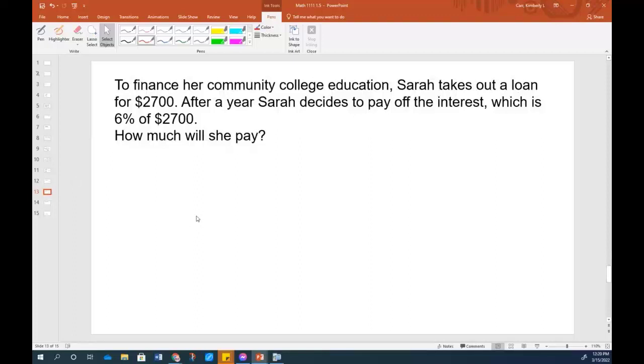Now, this seems very practical for people enrolled in GNTC. To finance community college education, Sarah takes out a loan for $2,700. After a year, she decides to pay off the interest, which is 6% of $2,700. How much will she pay? Okay, well, we know that our interest is 6% of the money that she took out, $2,700.